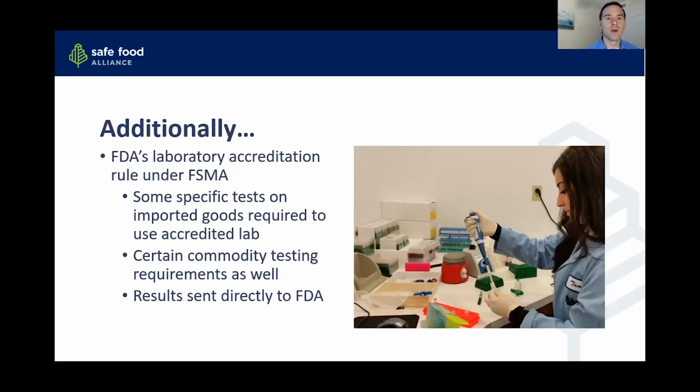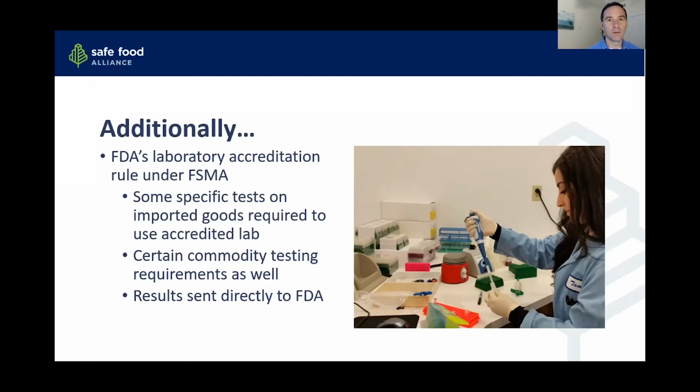Now, another thing to note, and I thought this was important to bring up too, is FDA's laboratory accreditation rule that they're working on. It's not finalized yet. We do have a draft, right, Tom? There's a draft out. And so if you want to take a look at what they have spelled out in the draft and what they're looking at enforcing, there would be some specific tests on imported goods that would be required to use these labs that are accredited or approved through this program. All right, certain commodity testing requirements as well.